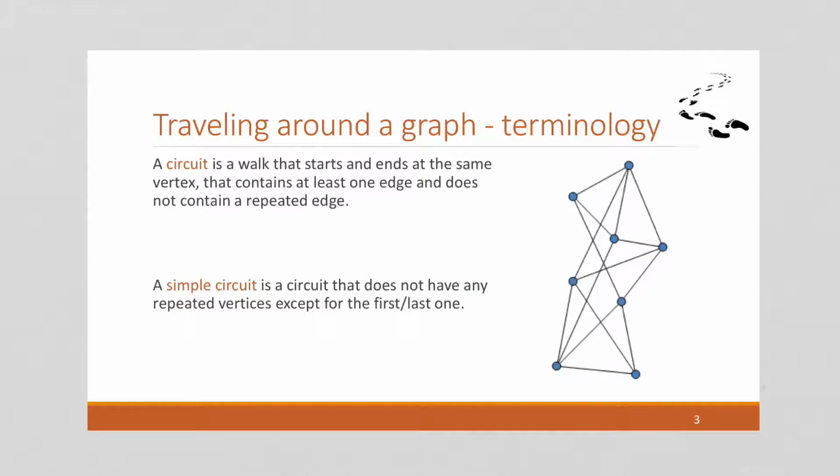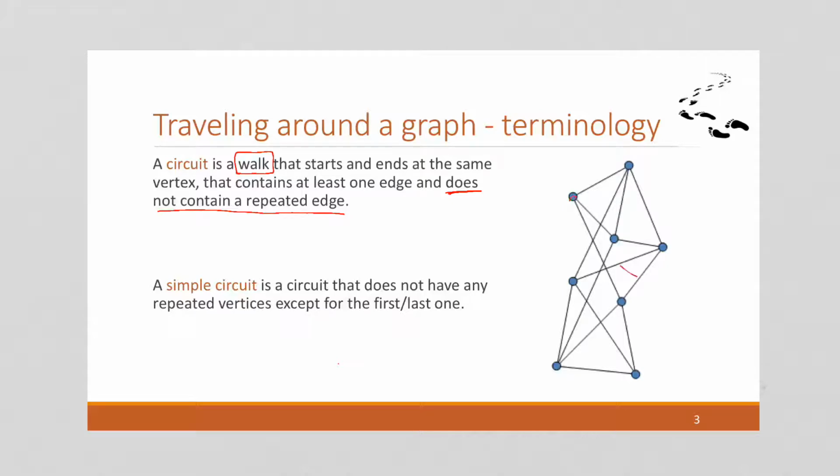Okay, a couple more. A circuit is a walk. Now remember what that means. That means it can repeat vertices, you can repeat edges. It's a walk that starts and ends at the same vertex. It contains at least one edge and does not contain a repeated edge. Oh, well, so this does not contain a repeated edge. Makes it seem like that should be a trail, not a walk. But this is the definition given in the text.